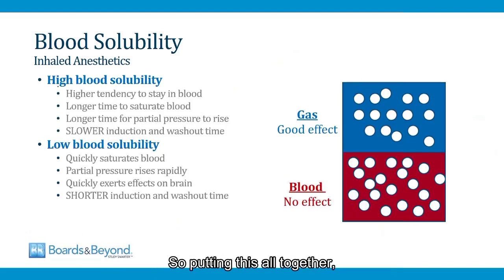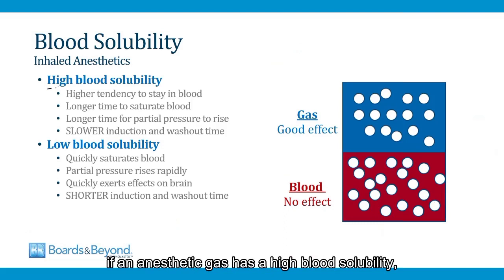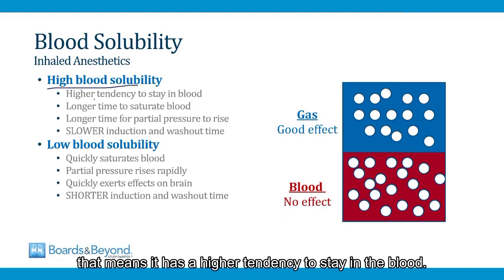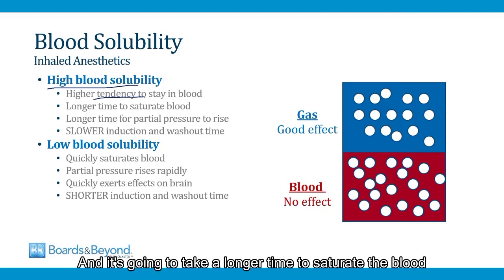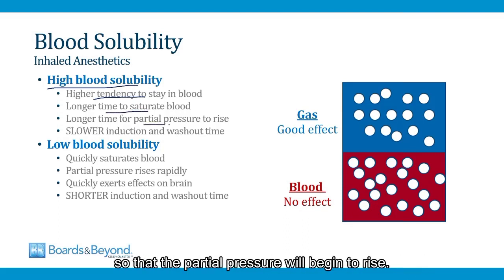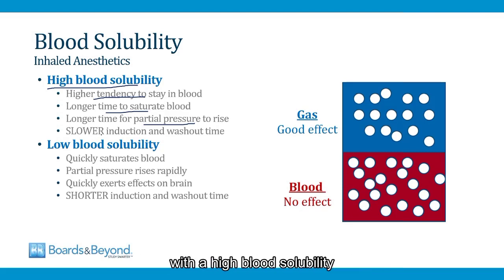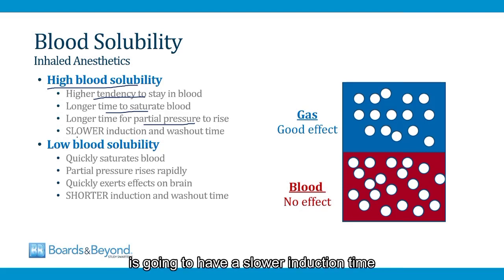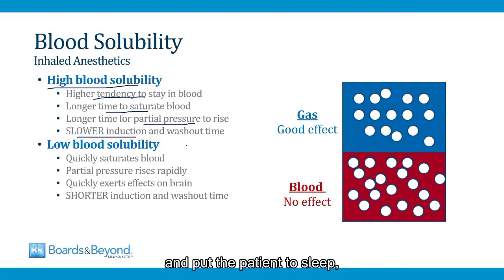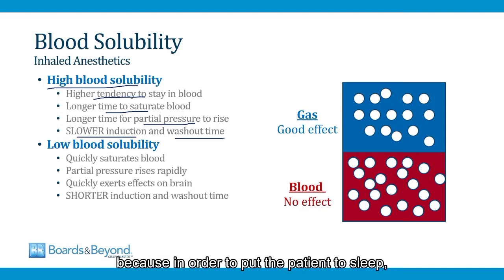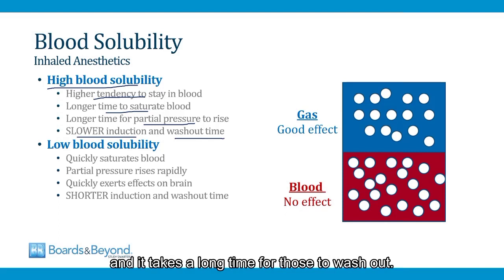So putting this all together, if an anesthetic gas has a high blood solubility, that means it has a higher tendency to stay in the blood, and it's going to take a longer time to saturate the blood so that the partial pressure will begin to rise. Clinically, this means that an anesthetic gas with a high blood solubility is going to have a slower induction time. It will take longer to induce anesthesia and put the patient to sleep, and also a slower washout time, because in order to put the patient to sleep, you have to put lots of gas molecules in the body, and it takes a long time for those to wash out.